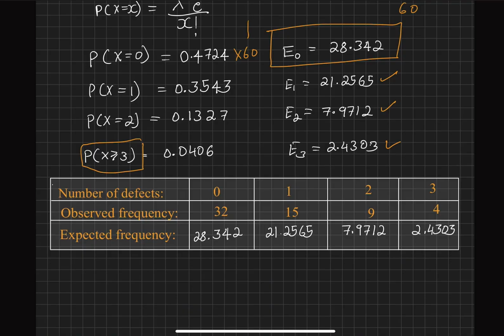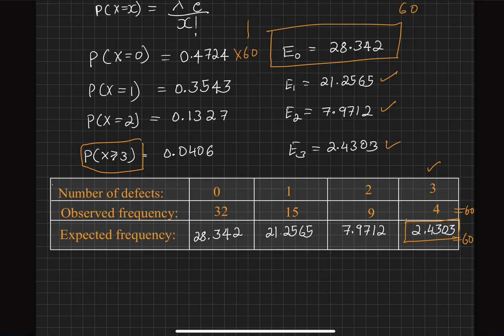Now again I have written a table in which the number of defects, observed frequency and expected frequencies are listed. We can observe here the sum of the observed frequency is 60 and the sum of the expected frequency is also 60. Actually the second condition is fine, but if I observe the first condition, that is each of the expected values must be at least 5, here the expected value for number of defects 3 is less than 5. That means I cannot go directly with these values.